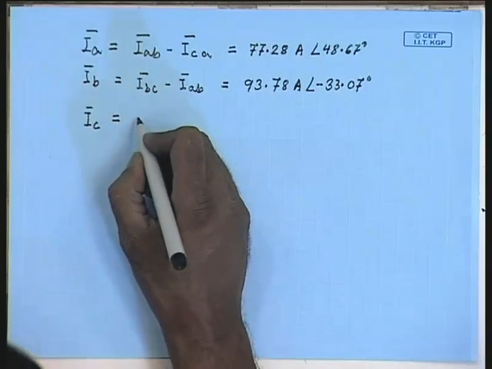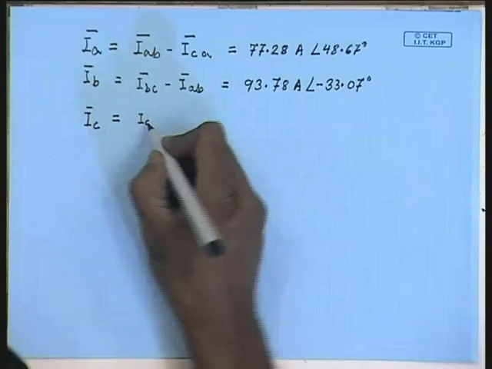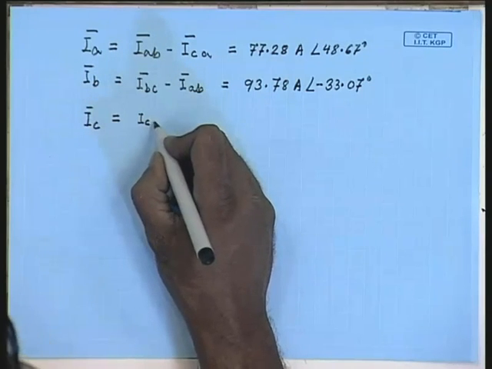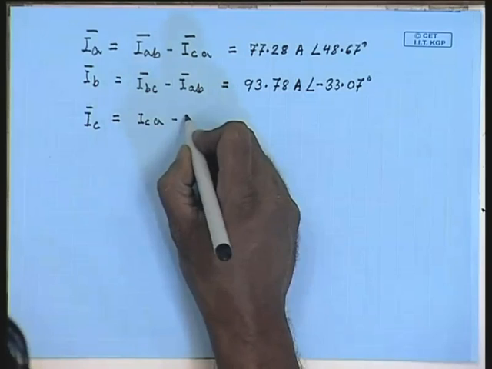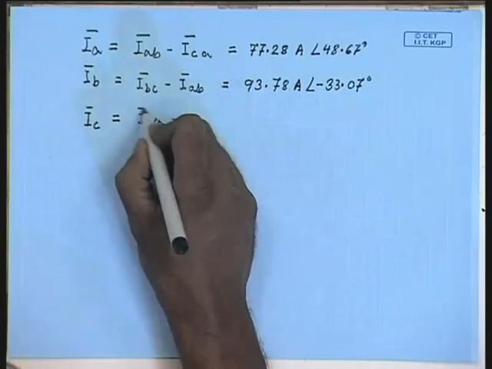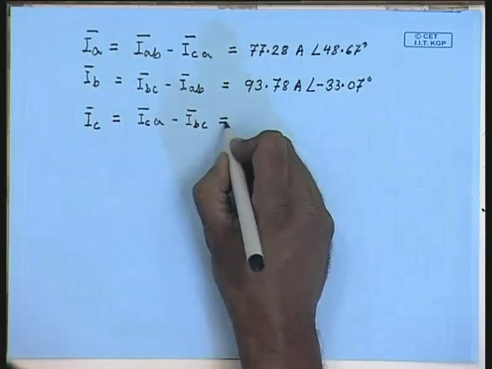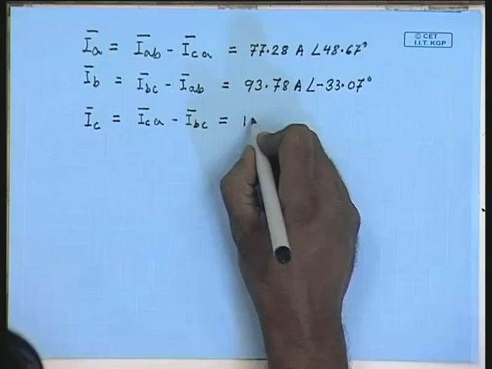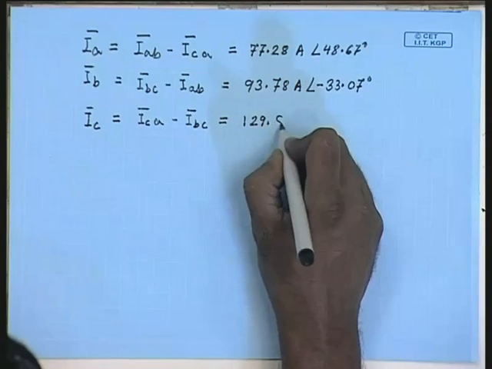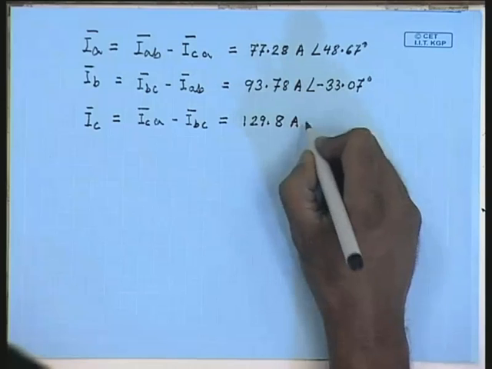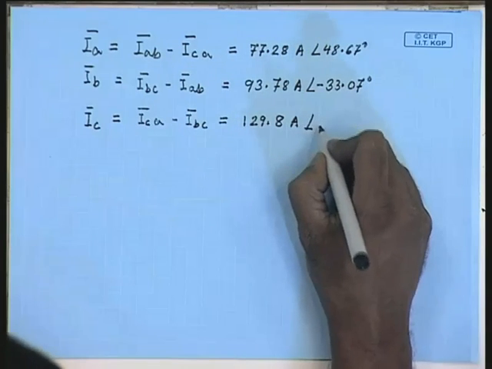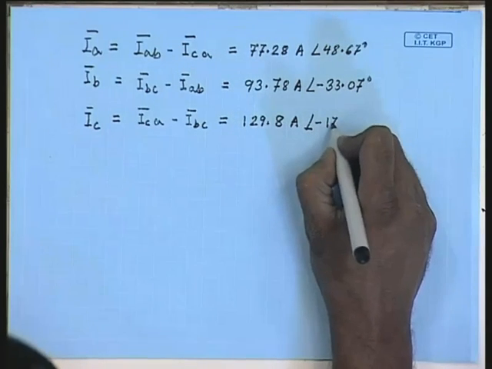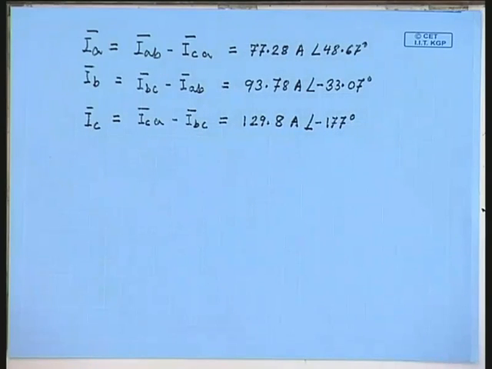equal to ICA minus IBC equal to 129.8 ampere angle minus 177 degrees.